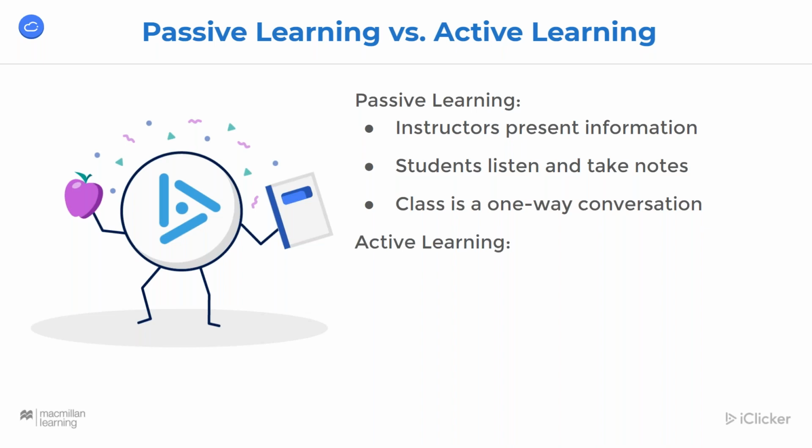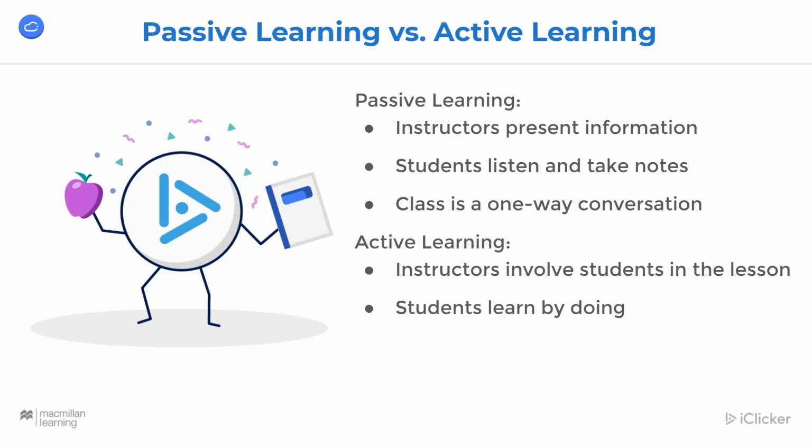Now, when we think about active learning, instructors involve students in the lesson. Students are absolutely vital to the class moving forward. Students learn by doing in the active classroom. So they are challenged to participate very, very actively, not just in writing down notes, but by actually participating in activities. And what I think is essential to remember is that class is a two-way conversation between the student and the instructor. So that means that sometimes the instructor makes a move and the student needs to adjust, but it also means sometimes the student makes a move and the instructor needs to adjust.